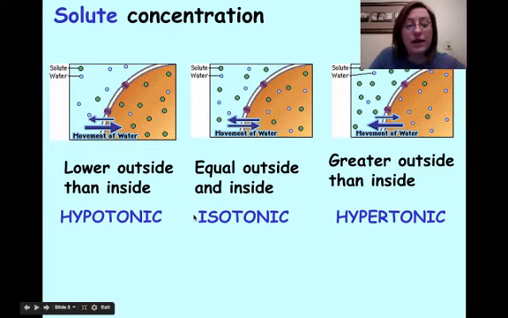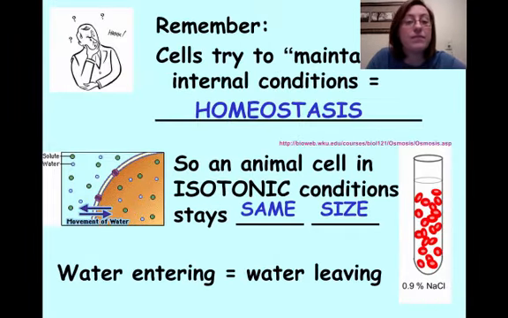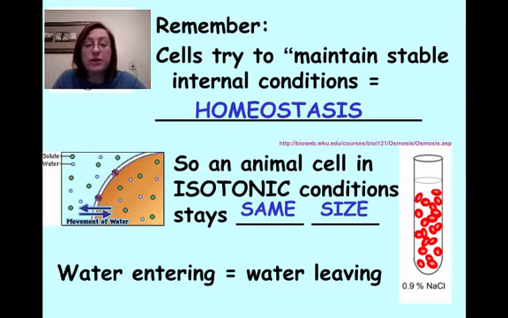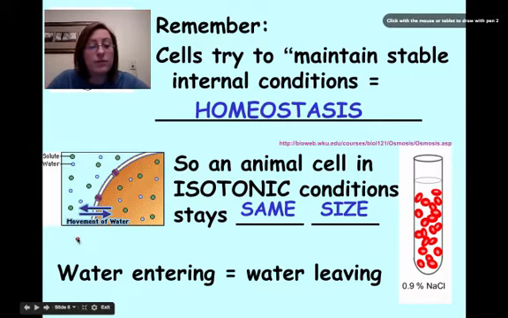So let's take a look at each of these. We'll go through hypotonic, isotonic, and hypertonic. They each get their own slide. Remember, cells are trying to maintain internal conditions. So isotonic, iso means same. That means the concentrations are already balanced. So the amount of water that is entering the cell is equal to the amount of water that is leaving the cell. So we consider this at equilibrium. Does water stop moving? No.